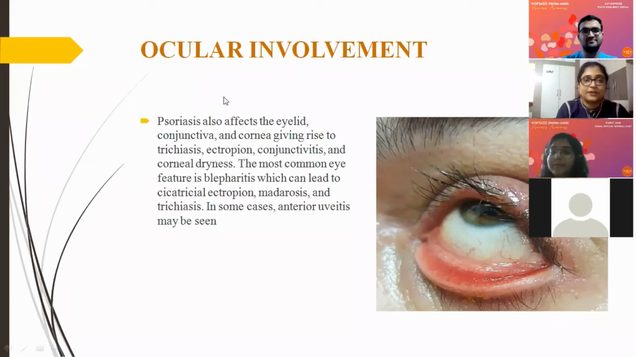Okay, thank you. So psoriasis also affects the eyelids. As I told you, these are the features of ocular involvement. And as I told you, psoriasis can occur in the genitals also. Those are the penile psoriasis. And in penile psoriasis, if there is circumcision, then no scaling is there. The scaling will not be there. And in uncircumcised patients, they can present with scaling and the usual features.